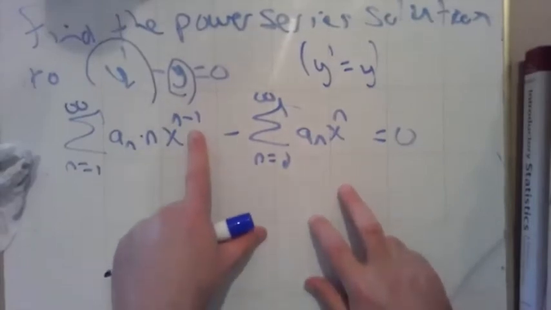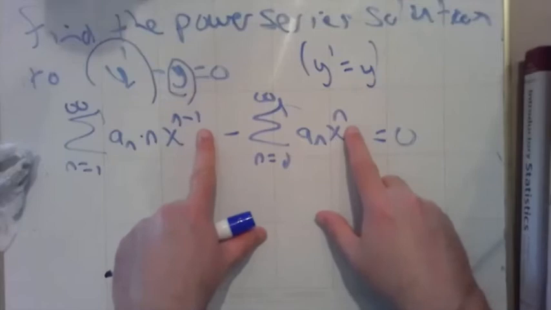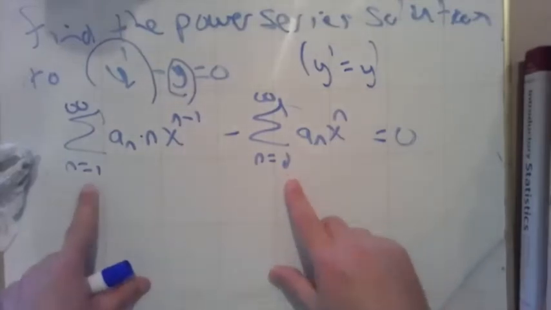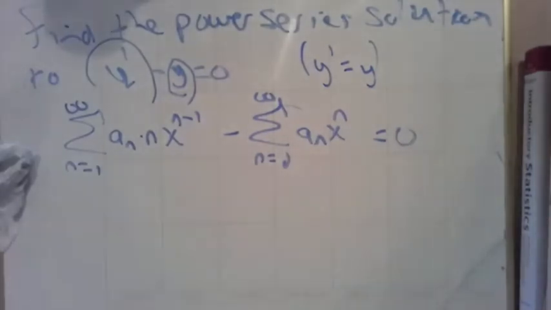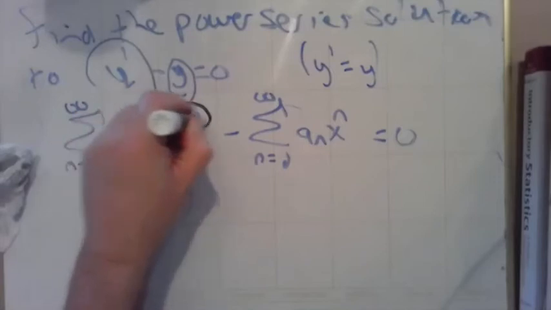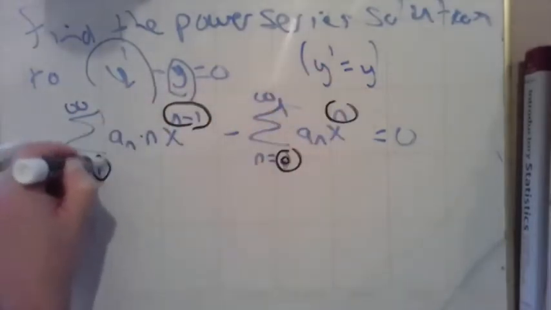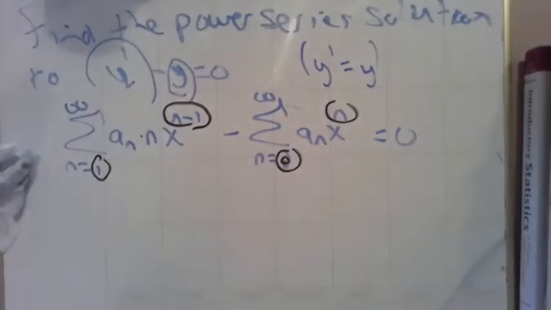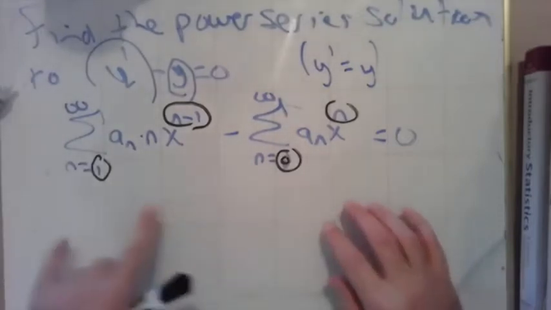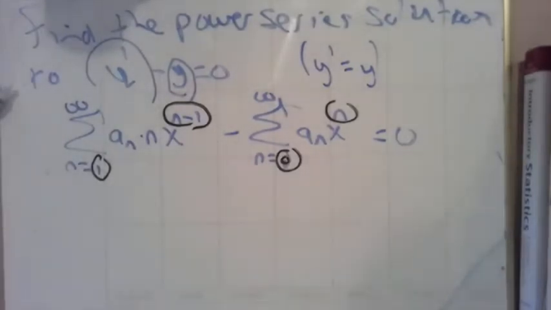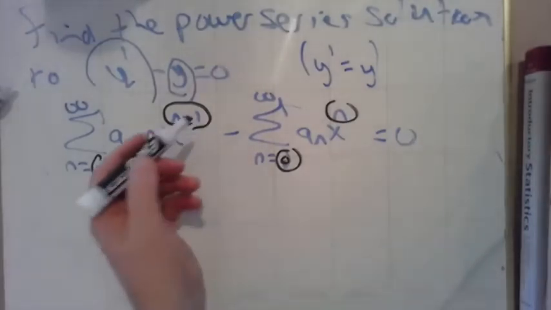Well, in order to do that, I need the powers to match up, and I need them to start at the same place. There are always two things we have to match. The powers have to match, and the starting point has to match. Sometimes we can just play a little game and force that to happen. Other times we have to break off extra pieces and force that to happen. So here we're going to play this game.